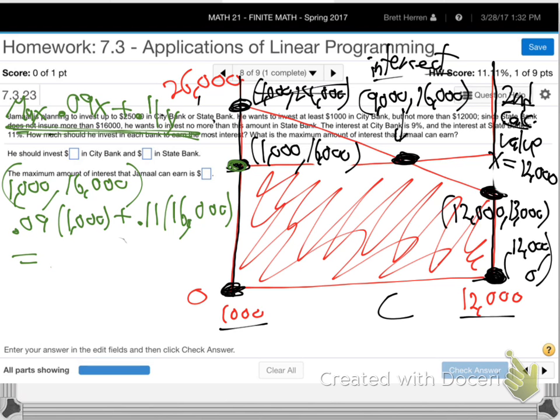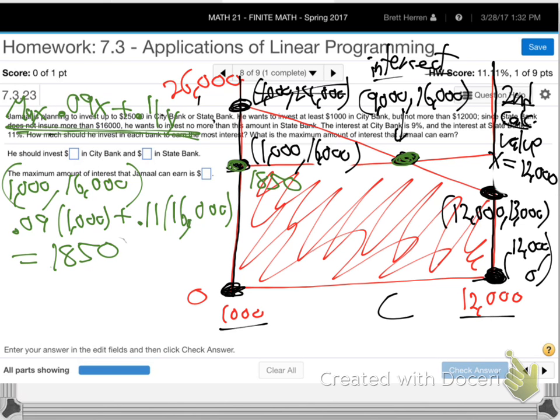Okay, so much for my ability to do it. 1850, must be it, thank you. 1850, that's the first one. So this one's 1850. That's the amount of interest he would make if he invested $1,000 in Citibank and $16,000 in State Bank. Does that make sense what that dot means about the real world? If he did Citibank $1,000, State Bank $16,000, end of the year his interest would be 1850. We want the maximum, so let's go to this one now.